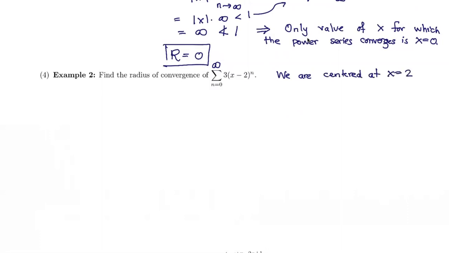And what we're interested in right now is just the radius. How far from the center do we have to go in order for us to get convergence? So we use the ratio test again. That is our main tool in this case. So we do the limit as n goes to infinity of the absolute value of 3 times (x minus 2) to the n plus 1 all over 3 times (x minus 2) to the n.